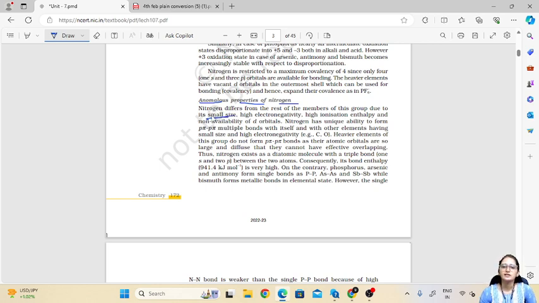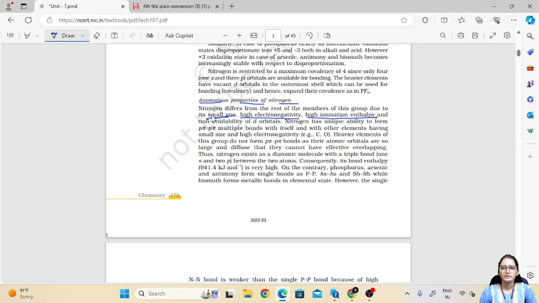Then the second reason is high electronegativity. Nitrogen has very high electronegativity and high ionization enthalpy. So these are the reasons for its anomalous behavior. Being first in the group, it has small size, high electronegativity, high ionization enthalpy, and most importantly, non-availability of d orbitals. So there are no d orbitals in nitrogen.